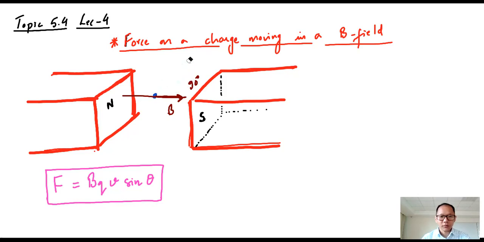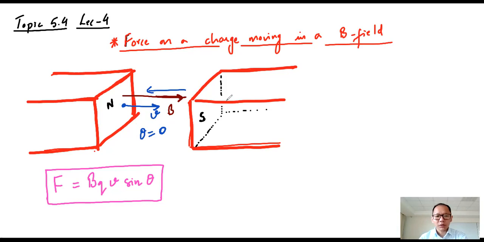But if the particle is moving along the field lines, so maybe the particle is moving from this point to that point, then the angle between the magnetic field and the velocity should be 0. So in this case, the angle is 0. Okay, so it is precisely in this condition that the force on this charge will be 0. If it is moving along the direction of the field, the force is 0. Now, it does not matter whether it's moving along with the field or in the opposite direction to the field. The answer will still be the same. It'll still be 0.